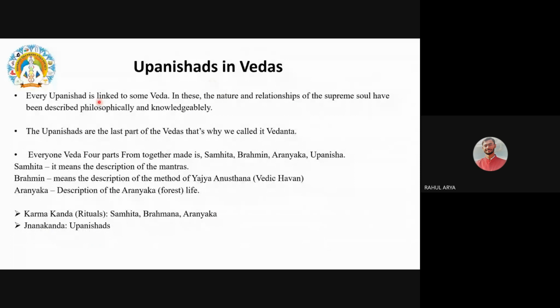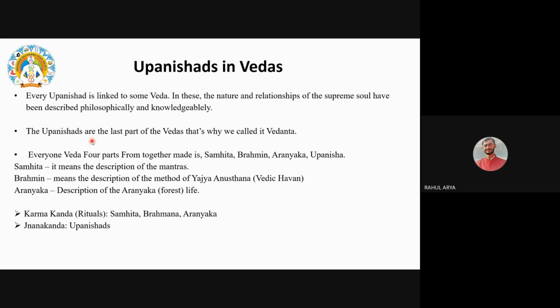Yeah. Next, how are the Upanishads related with the Vedas? Most of the Upanishads are directly related with the Yajur Veda, the Rig Veda, the Sam Veda, and the Atharva Veda. You will see that when you look at the philosophical and knowledge content, that kind of spiritual knowledge, supreme knowledge, Tattva knowledge, Brahma Vidya, Atma Tattva, those concepts will be there.